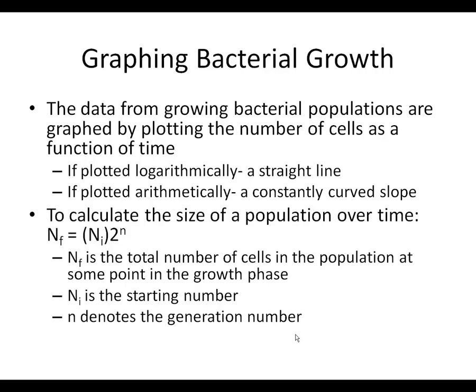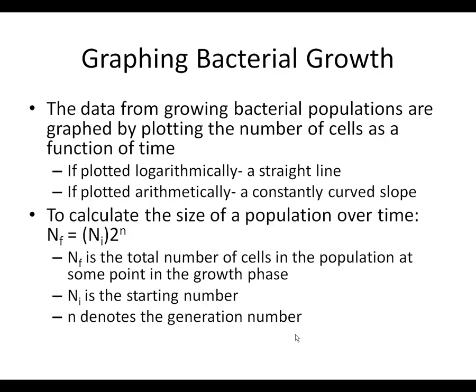Now we can calculate the number of bacteria that we have in a particular sample at any given time. We use the formula NF equals NI times 2 to the n, where NF is the total number that I have, that is my final number, NI is the initial or starting number, and lowercase n denotes the number of generations.